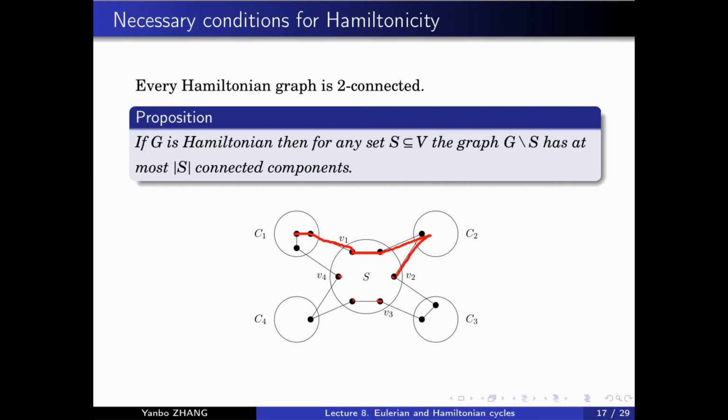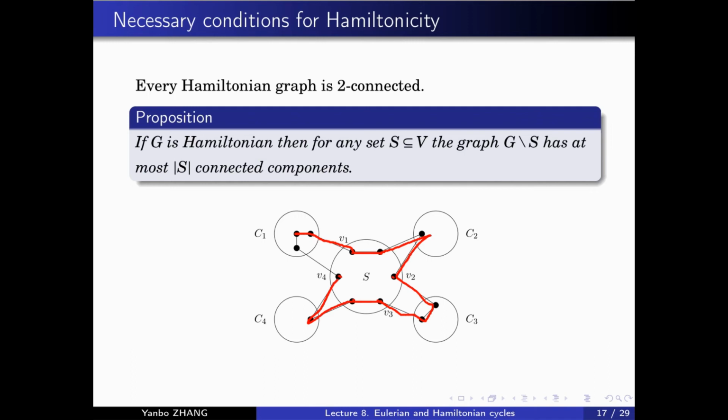For the same reason, when we move out of C3, the first vertex V3 must belong to S. When we move out of C4, the first vertex V4 must belong to S. These 4 vertices, V1, V2, V3, V4, are different because every vertex is different from the others on a cycle.